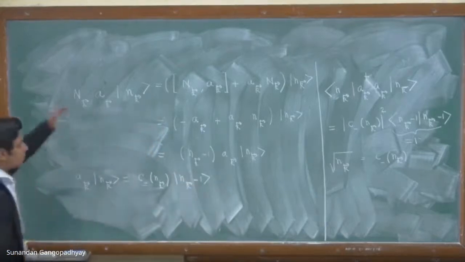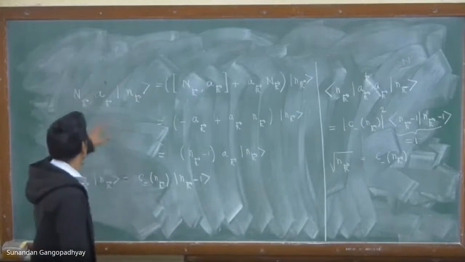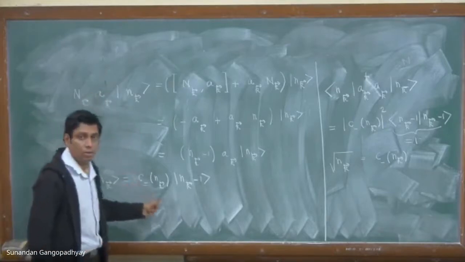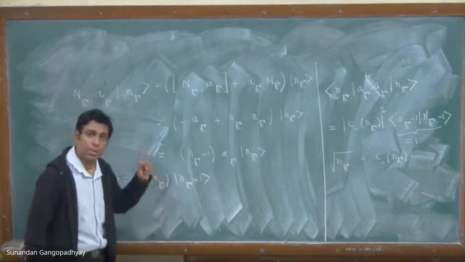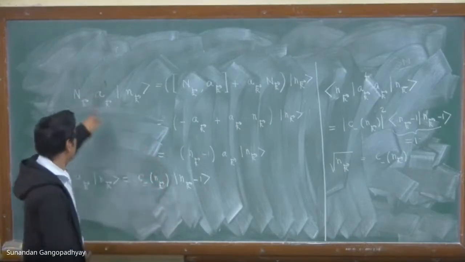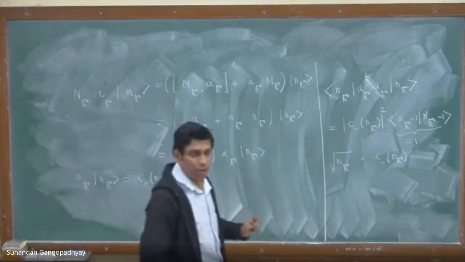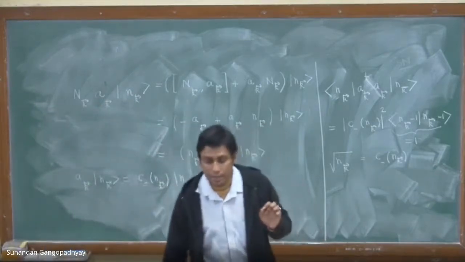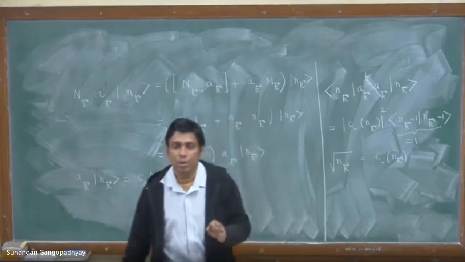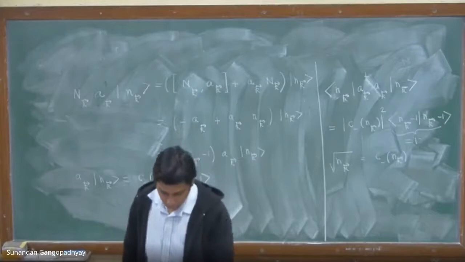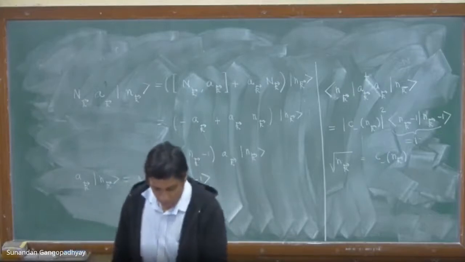And you can do a similar calculation for when you have a dagger on top. You can also determine the value of that constant, which was c plus nk in the case of a dagger. Please check it; I leave it as an exercise. The value of this constant will be, up to a phase, the square root of nk plus 1.